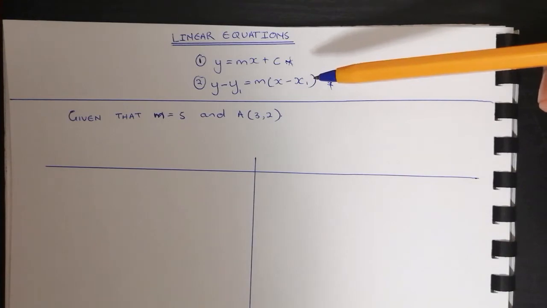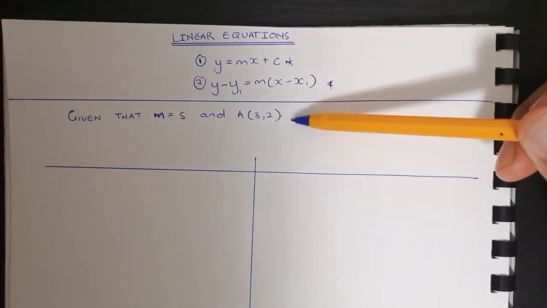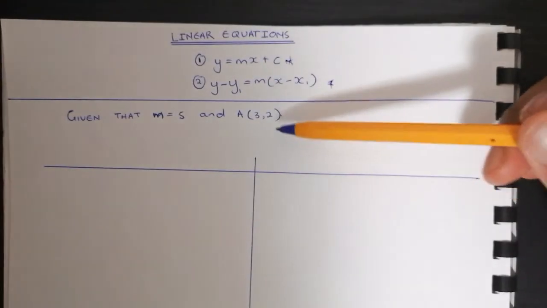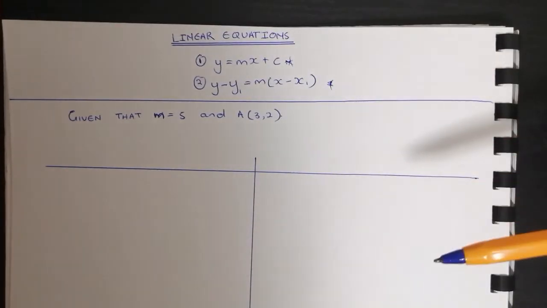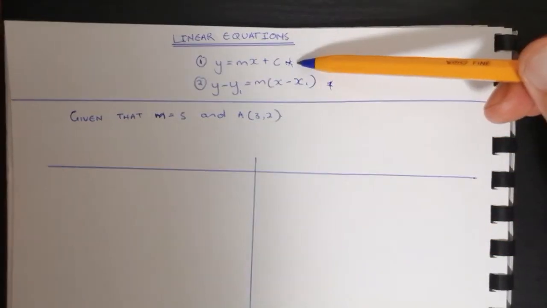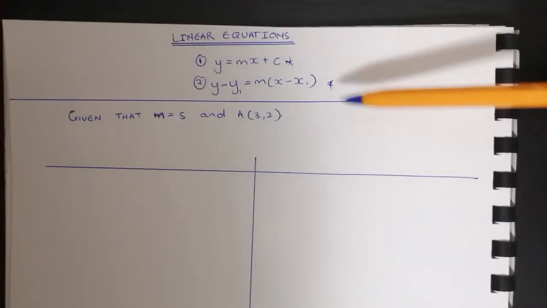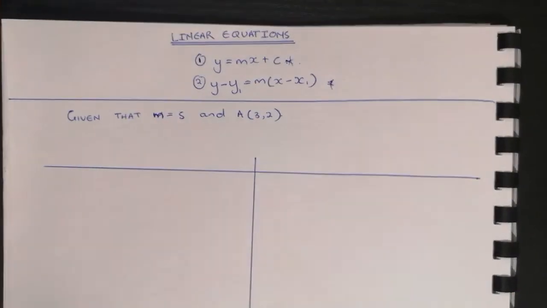For instance, to get the equation of a straight line, given that m equals 5 and a point A with coordinates 3 and 2, we're going to find the equation of a straight line firstly using formula 1 and then using formula 2, and then compare the solutions. So let's start.